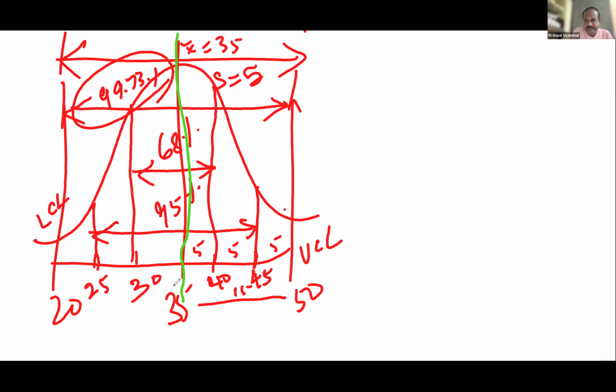99.73% of the points will fall inside the control limit. Do you understand this property? What percentage of the points are expected to fall inside the control limit? 99.73. Hereafter, you must remember this. This is a proven rule. It's a property of the bell curve, the normal curve. And if you want to verify this, you can verify.